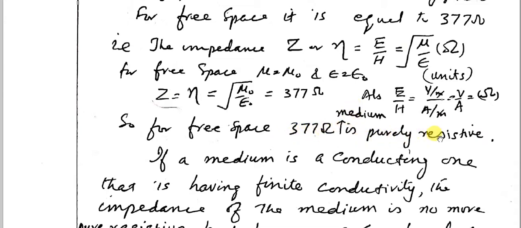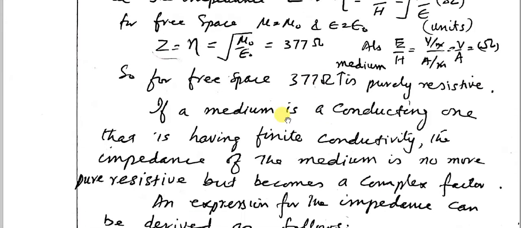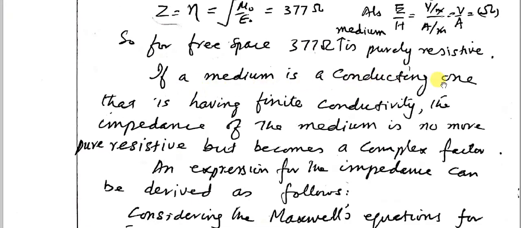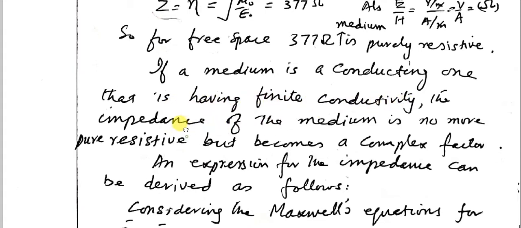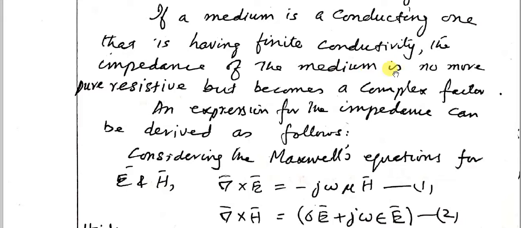The medium is purely resistive. For free space, where the waves are propagating, the medium is offering 377 ohm. Now if a medium is a conducting one, that is, having a finite conductivity, the impedance of the medium is no more purely resistive but becomes a complex quantity. An expression for the impedance can be derived as follows.